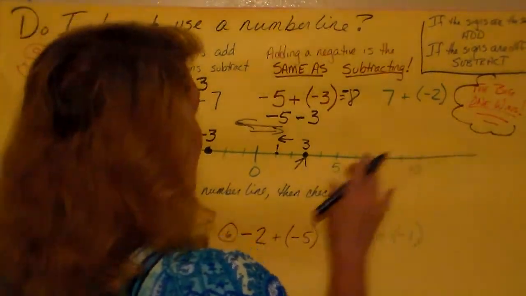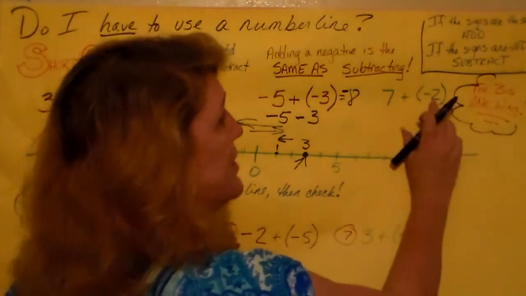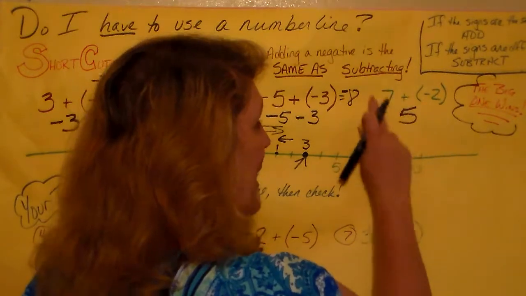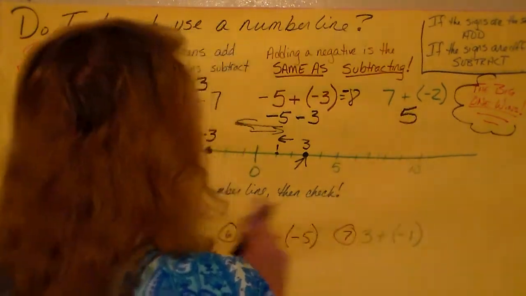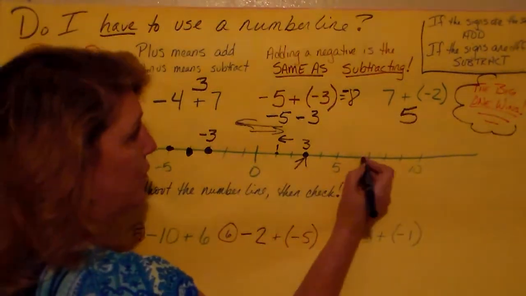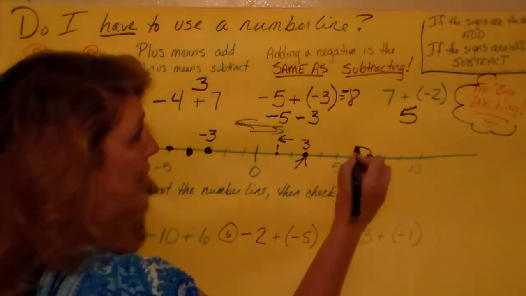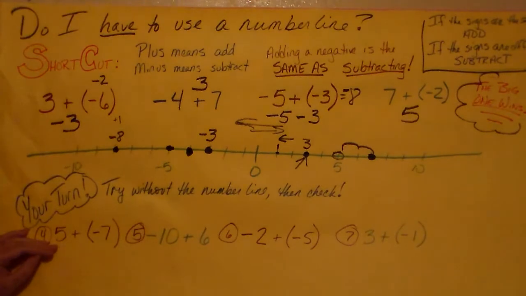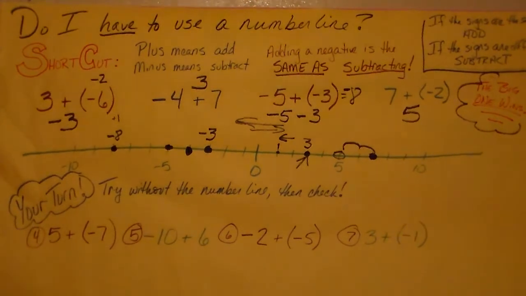And then we have 7 plus negative 2. So these signs are different. I'm going to subtract. 7 minus 2 is 5. 7 is the positive number. It's bigger, so the answer is positive 5. What does that look like here? I'm going to go all the way to the 7. I'm going to subtract 2. I'm going to end up on 5. Does that make sense?